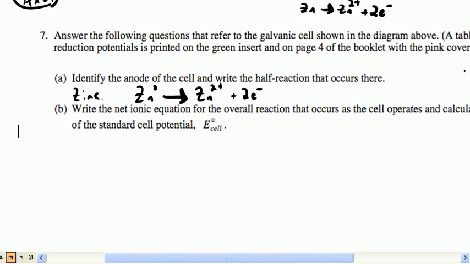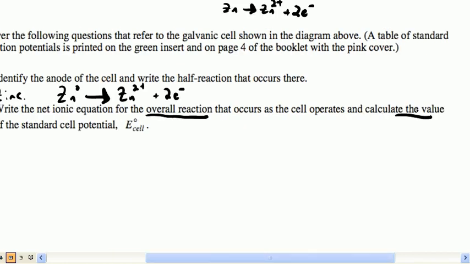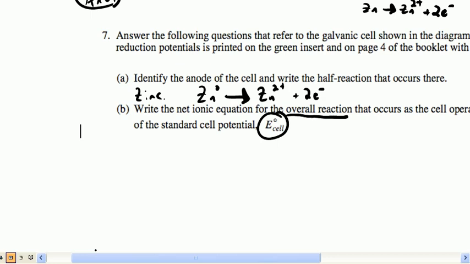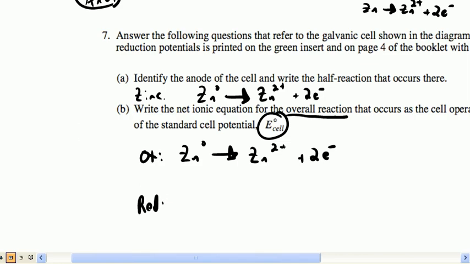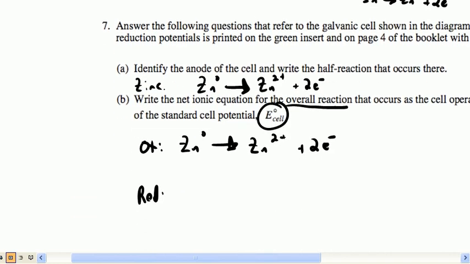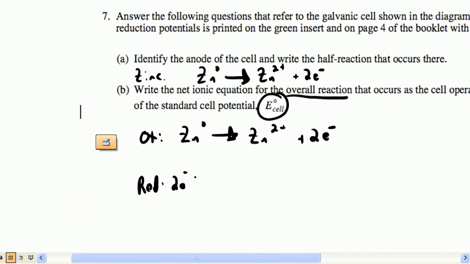It says write the net ionic equation for the overall reaction that occurs and calculate the value of E cell. Okay, so let's do the oxidation first. We know that Zn 0 goes to Zn 2 plus plus 2 electrons. That's happening at the anode, and at the cathode we have nickel. So 2 electrons are being added to nickel 2 plus to reduce it to nickel 0. This is what's happening at the anode, and there's what's happening at the cathode.